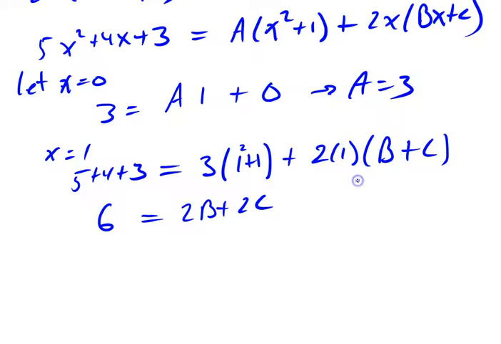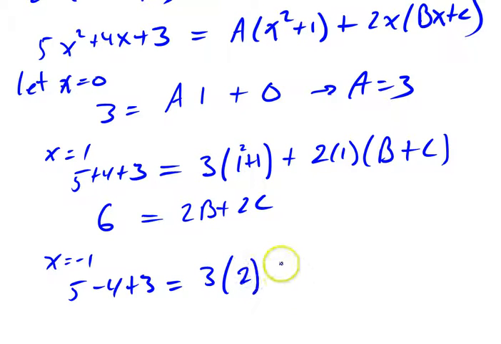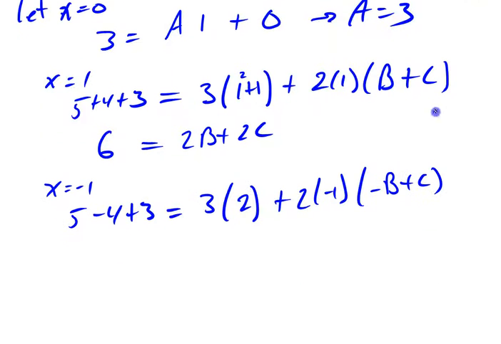And one more. Pick anything you want. I'm going to pick minus 1. So I've got 5 minus 4 plus 3 equals a, but I don't know what a is. That's 3. Negative 1 squared is 1, plus 1 is 2, plus 2 times negative 1. Now plugging in a negative 1 for x, I've got a minus b plus c.